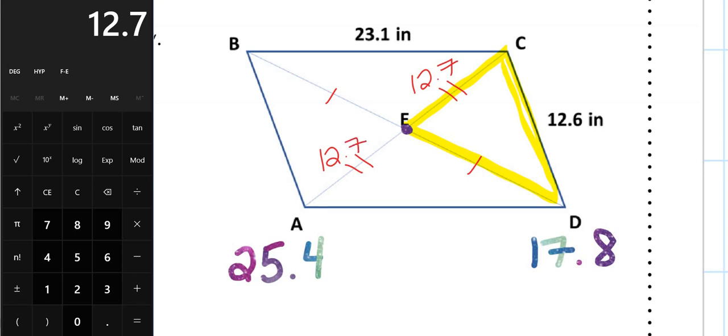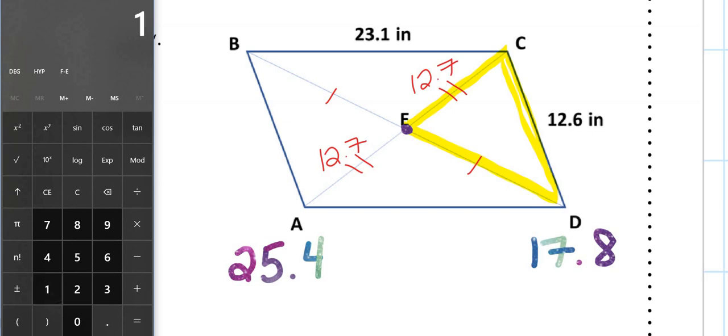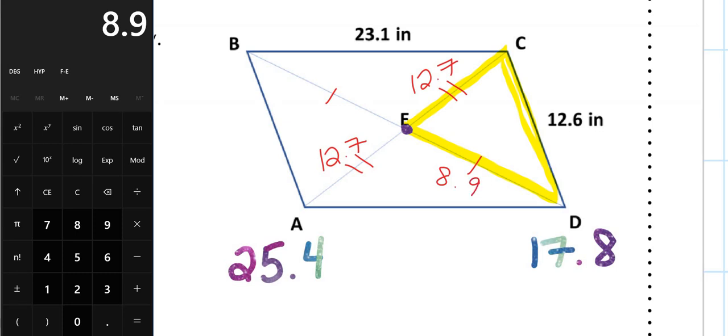We're caring about the things that are touching our yellow perimeter. Okay, and the last one, 17.8, is the entire diagonal for BD. Well, what's half of that? So let me go to my calculator. 17.8 divided by 2 equals 8.9. Okay, so that means our diagonal was split into two parts that are each 8.9. 8.9 here, 8.9 here. Okay, focusing in on our yellow triangle, we have side lengths of 12.7, 8.9, and the 12.6 we knew originally. One thing I want you to note, that 23.1, it's a distractor. You did not need it.